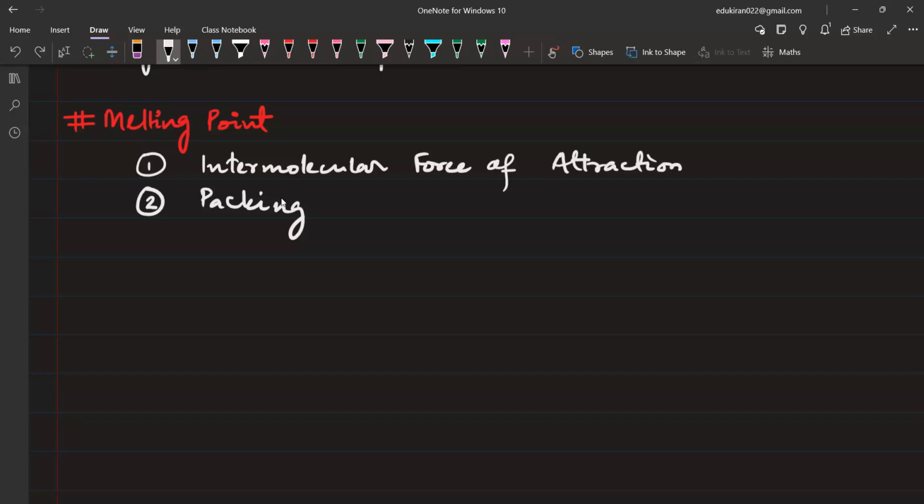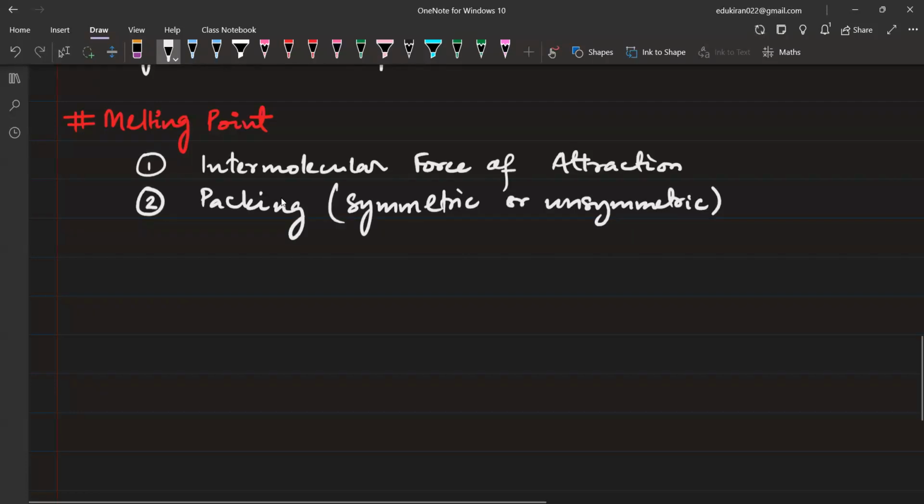In packing, you have to see whether it is symmetric or unsymmetric. Here, basically, what you have to see in intermolecular force of attraction is polarity, whether the polarity is greater or lower. In packing, you have to see the symmetry.